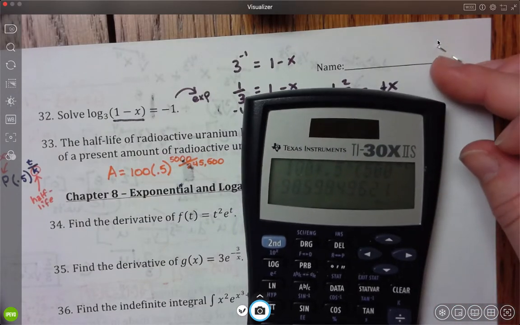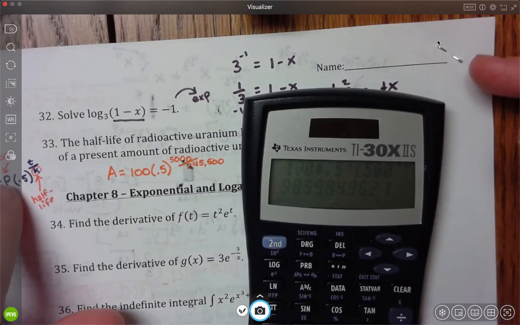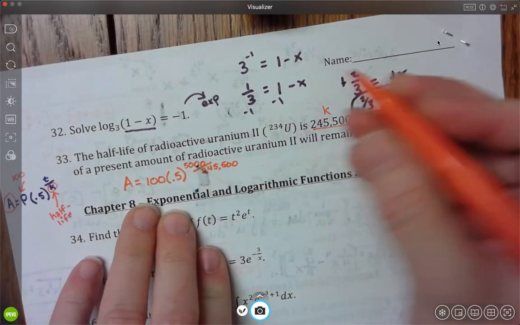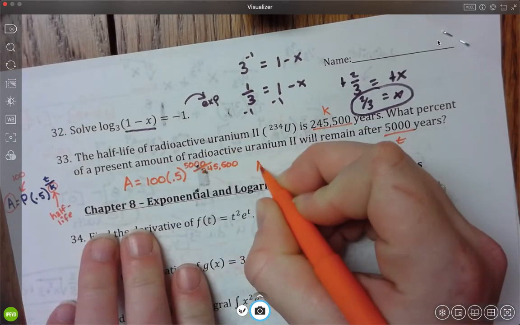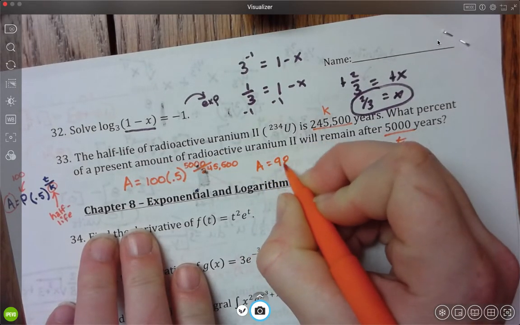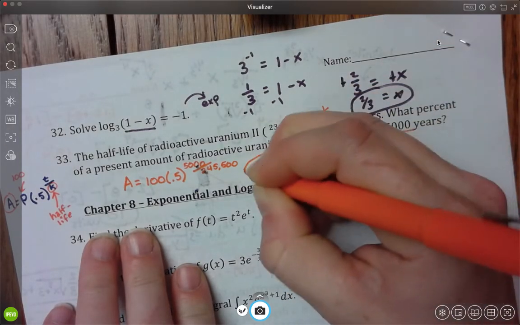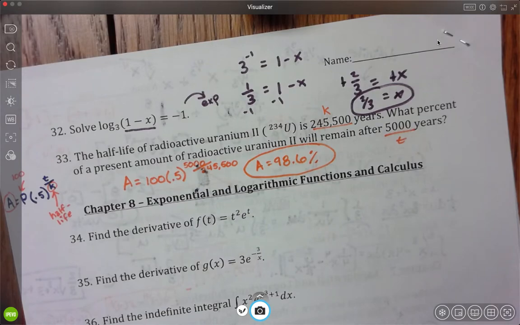So out of the 100 grams, 98.6 grams is what's left over or whatever. So if A is equal to 98.6, that's kind of like saying 98.6% because we were out of 100 to start with. Okay, so that was kind of the tricky part. They didn't give you a P, so we can just assume P is whatever we want it to be.